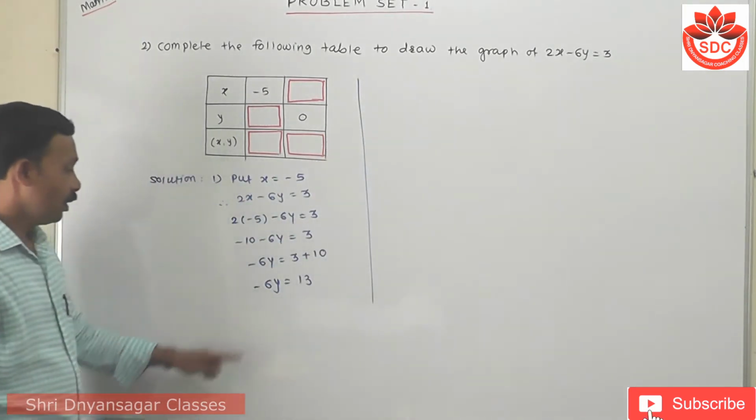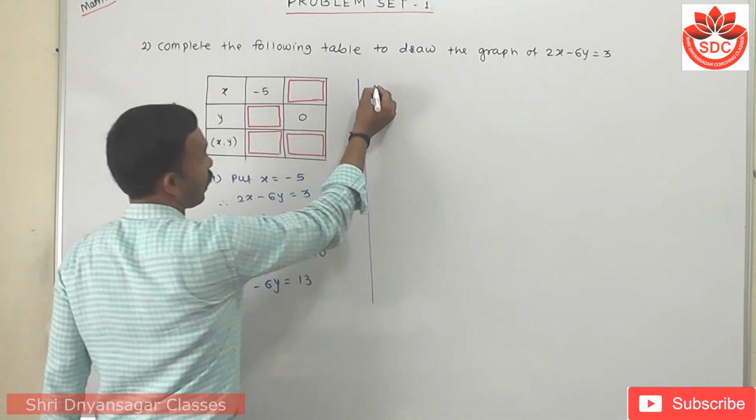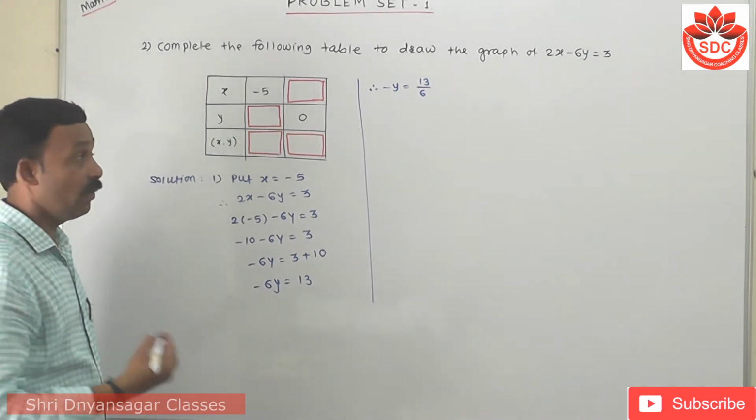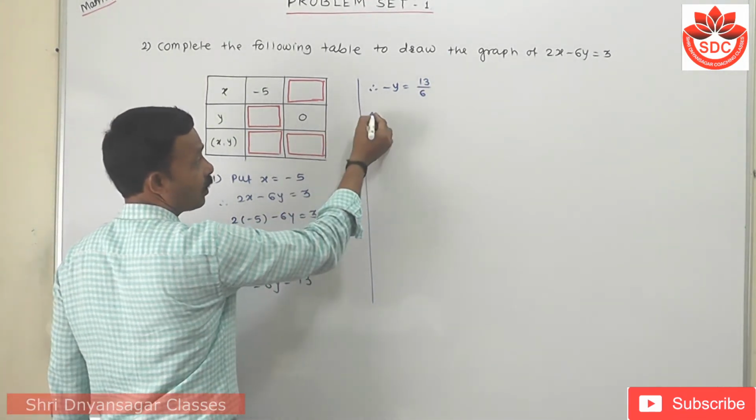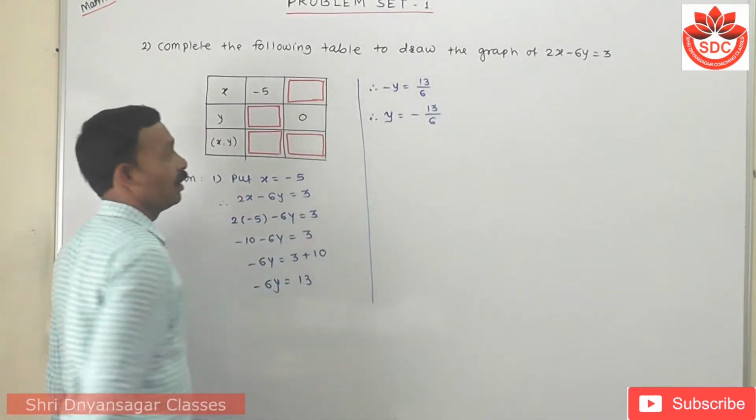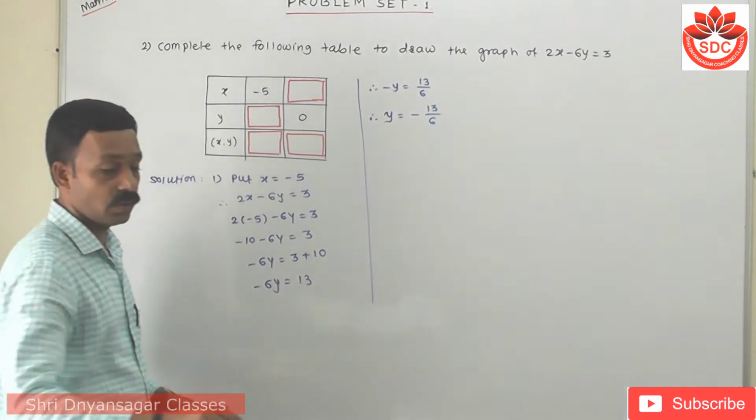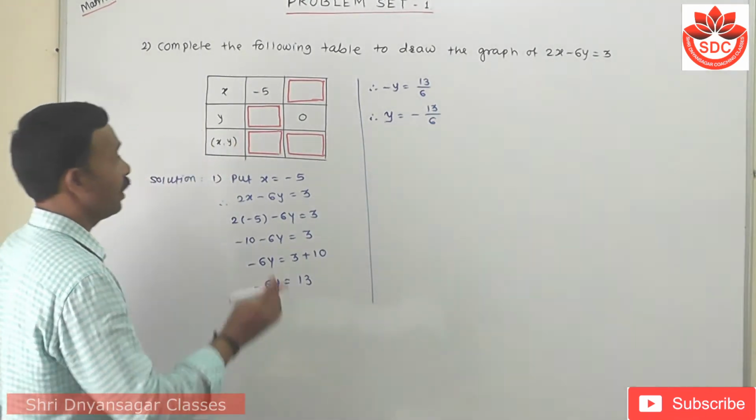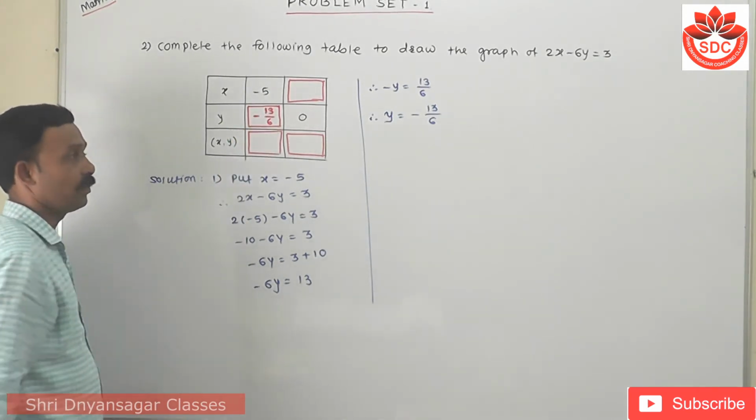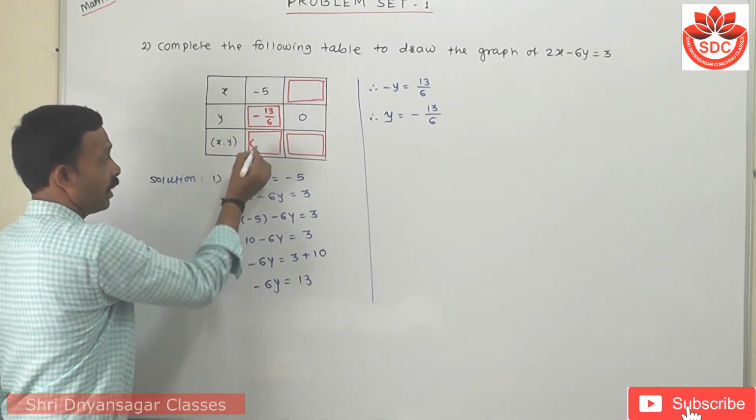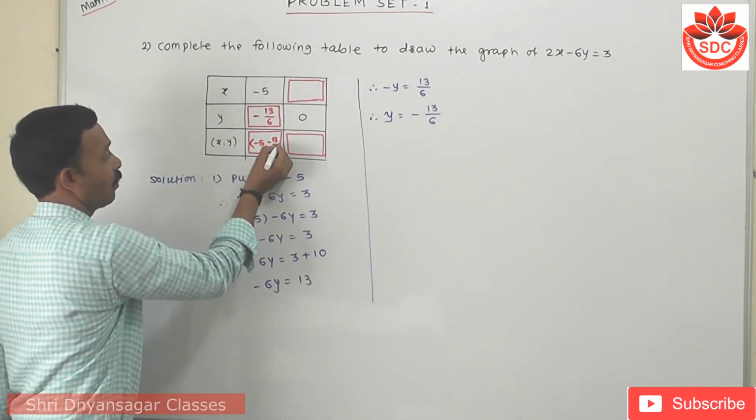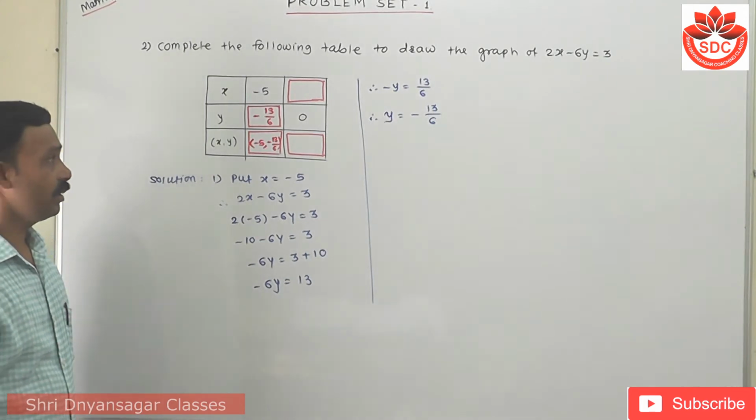Then the 6 transposes to the other side, therefore minus y is equal to 13 upon 6. We always keep the sign of the variable positive, so convert the sign. We get y is equal to minus 13 upon 6. This is our first value of y. So I substitute this value of y in this box, which is minus 13 upon 6. So the ordered pair is x is minus 5 and y is minus 13 upon 6. This is our box here.